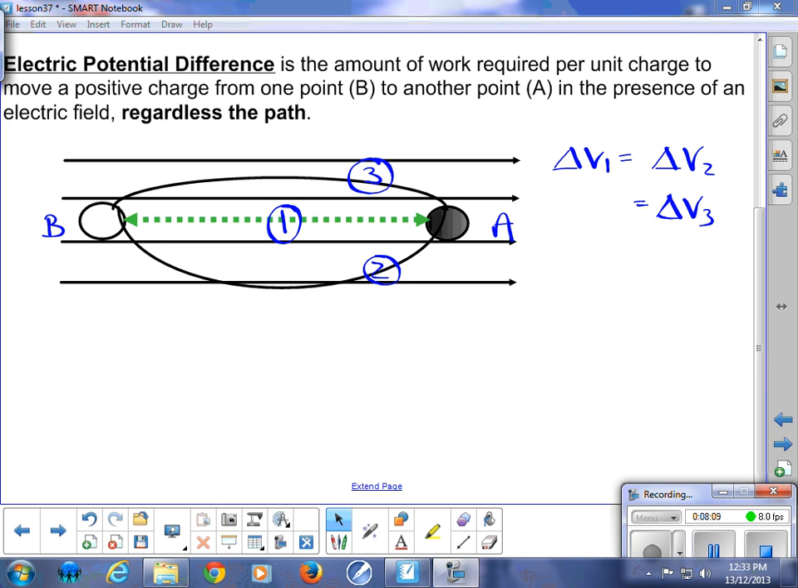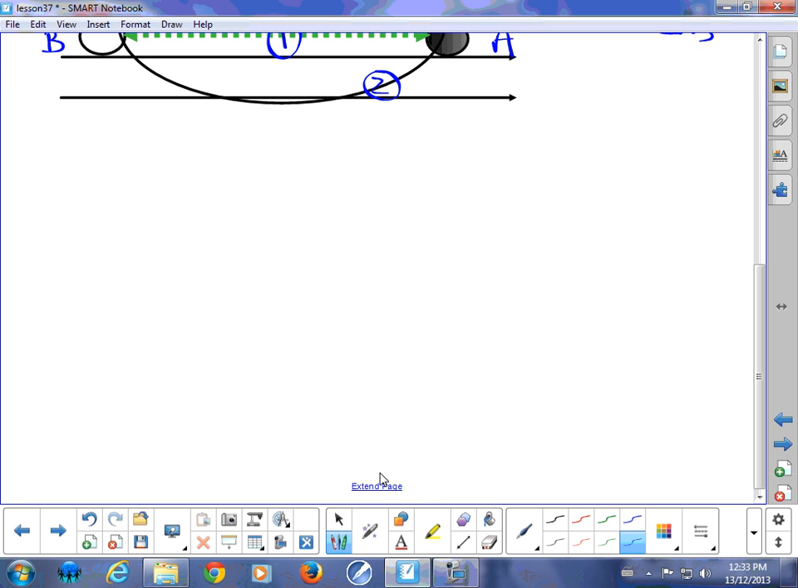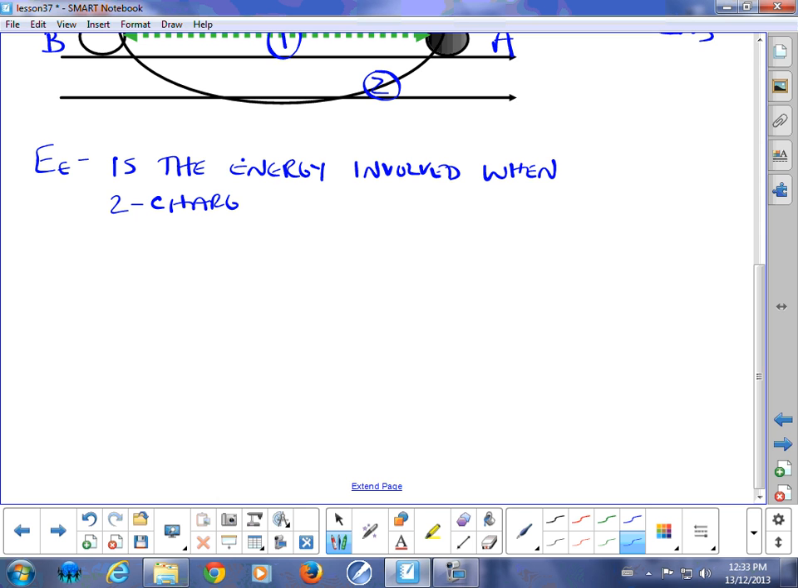I just want to draw a quick comparison here. I'm going to extend my page a little bit and add in a bit of a note. It's always the tricky part for you as the student to differentiate between the two. So EE is the energy involved when 2 charged particles have their fields interact.